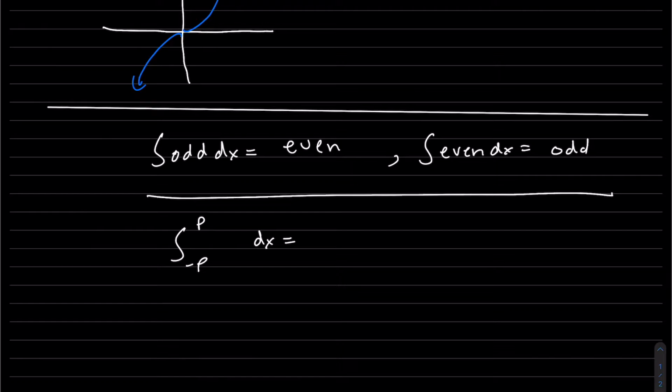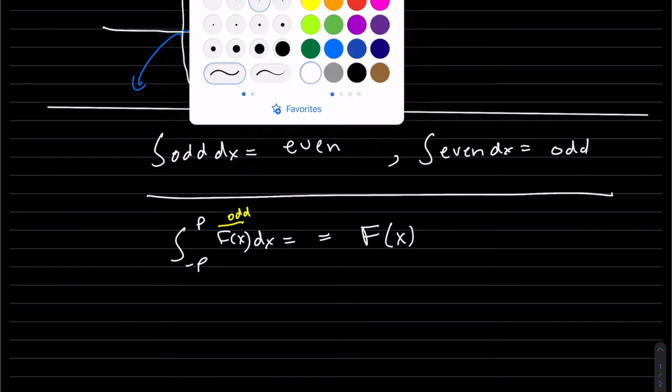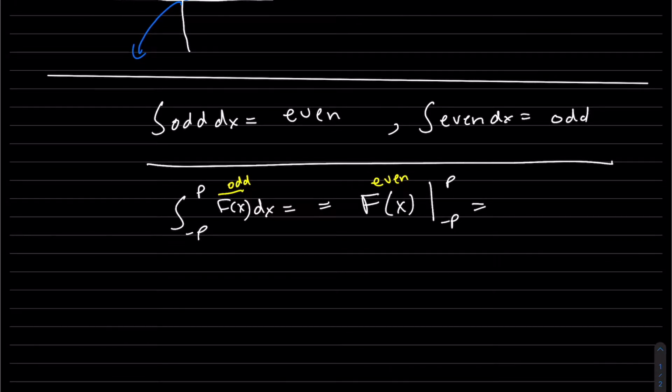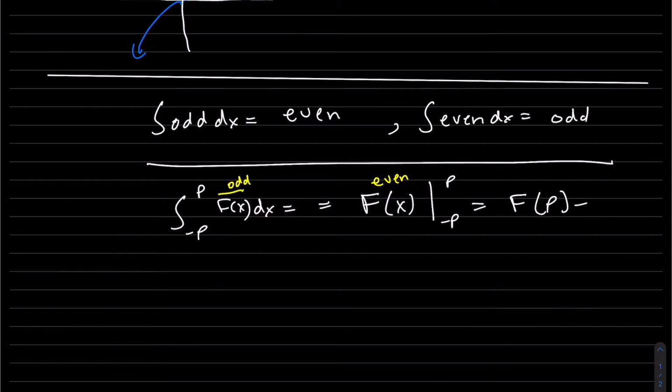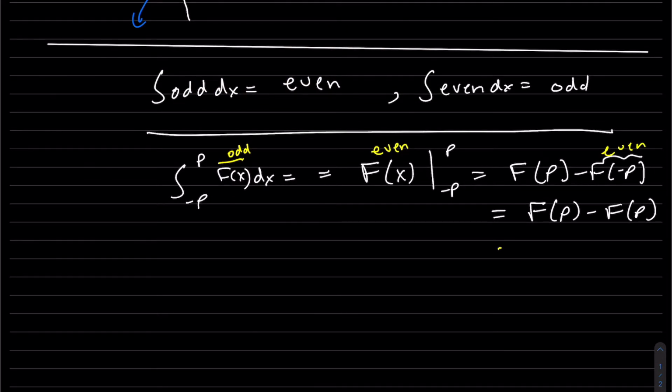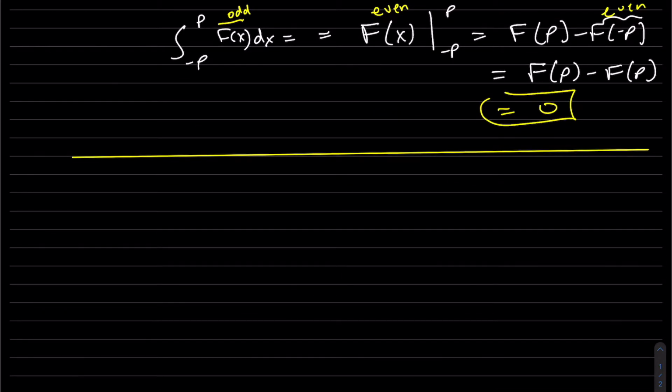well, I guess I can do a function. So we're doing a function that's odd. Then we get a function that's even. And then by the fundamental theorem of Calc 1, we get f of p minus f of minus p, which is f of p minus f of p. Because this is even, it disappears by my definition up there, which we get 0.